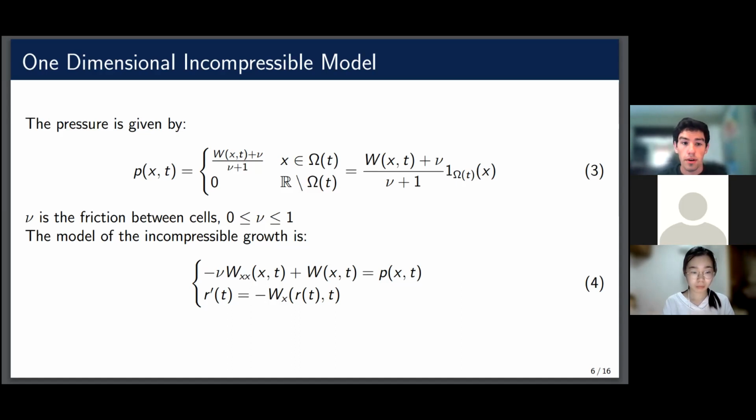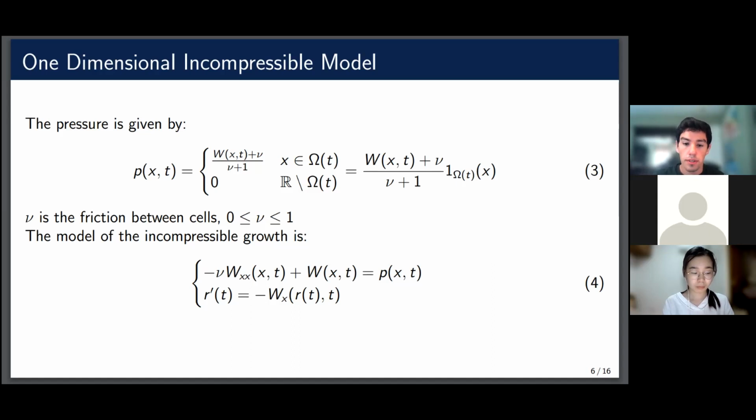Further, it should be noted that our function for pressure will not in general be continuous, and we would expect some sort of discontinuity at the boundary r(t) and negative r(t). Using this expression for p, we can now talk about our model for incompressible growth, which is shown here in equation 4. Which again is just a simplified version of that n-dimensional model.